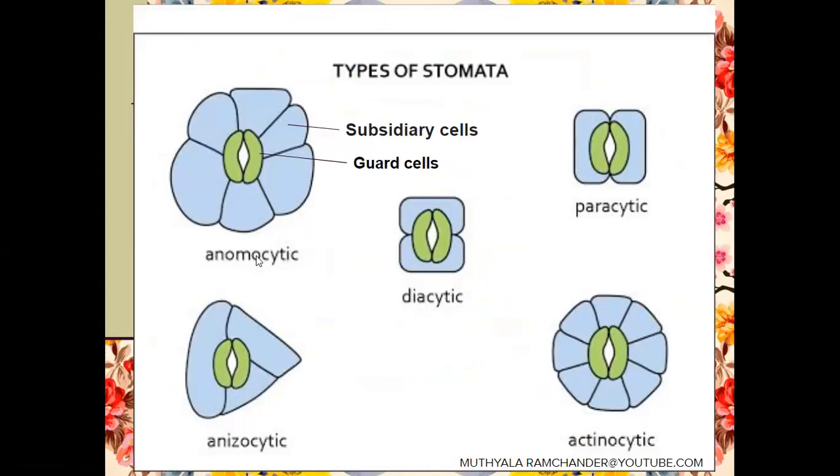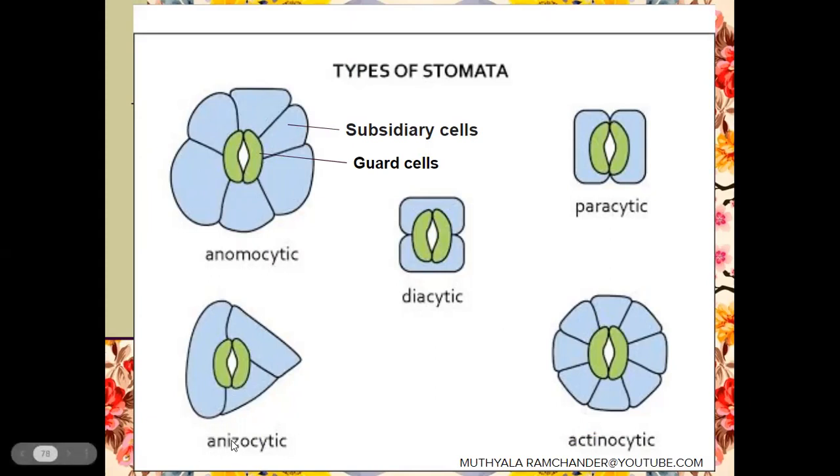Anomocytic stomatal complex: around the two guard cells, a larger number of subsidiary cells are present. The subsidiary cells are similar to the epidermal cells, so we can't identify which are the subsidiary cells and which are the epidermal cells. Epidermal cells and subsidiary cells have the same structure. This type of stomatal complex is called anomocytic.